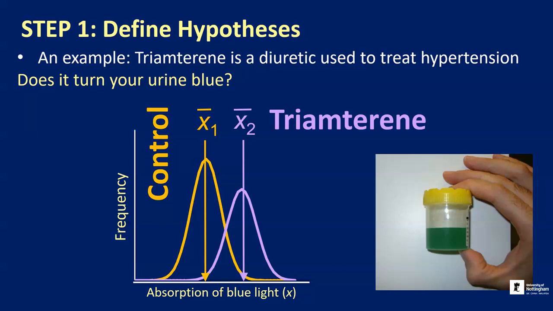So we're going to do an experiment where we treat patients with triamterene, and then we have a control group, which are randomly selected not to receive the drug, and then we're going to measure how blue their urine is. You can measure that using a spectrophotometer, and we can measure the absorption of blue light on this axis down here, and we can get our two groups of data points, one from the control group where they're not treated with the drug, another where they have been treated with the drug. Then we can assess whether or not how blue the urine is really significantly different between these two groups, or if any difference that we see is perhaps just a chance event under the null hypothesis, which says that there's no difference.